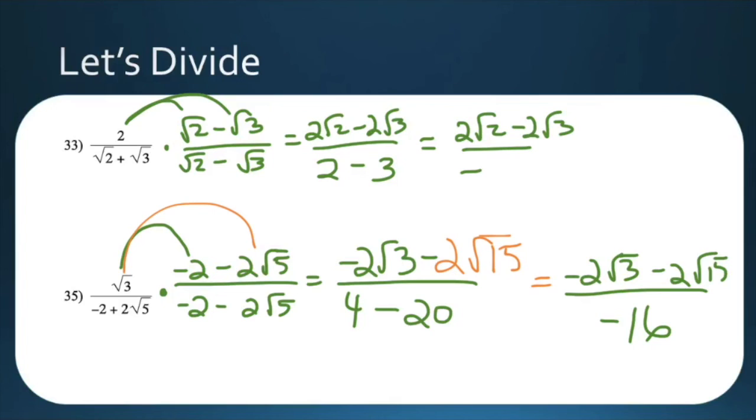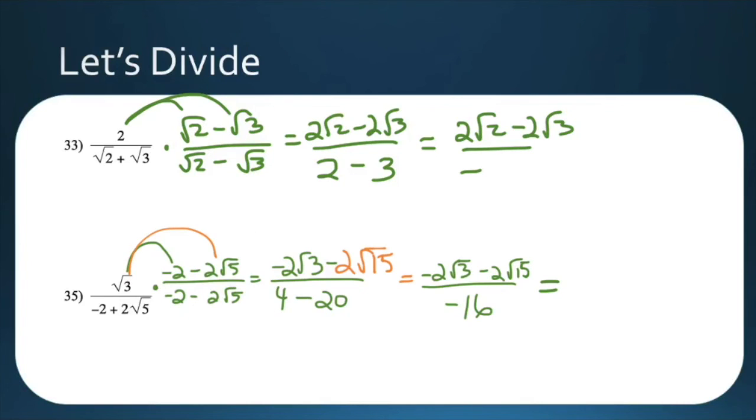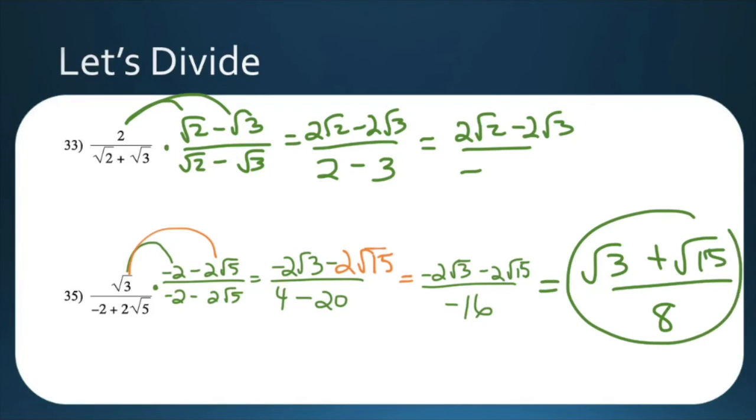Yeah, we can take 2 out of both. A negative 2 out of everything. So we will have square root of 3, square root of 15 over 8. What goes in between? A plus. Yes. All right, are we ready?